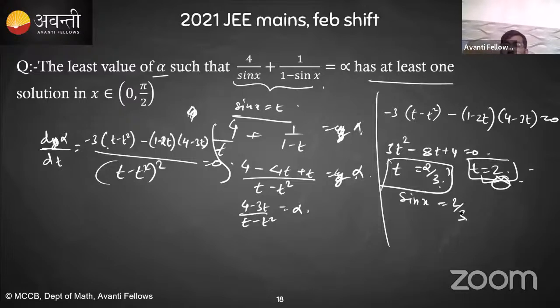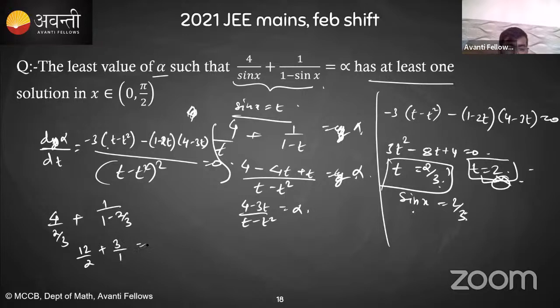So when sin x is 2 by 3, we are getting the least value. We will substitute here 4 upon 2 by 3 plus 1 upon 1 minus 2 by 3. So we will get 12 by 2 plus 3 by 1 equals alpha. So alpha will come out to be 9. Hence the least value of alpha is 9 in that given interval.